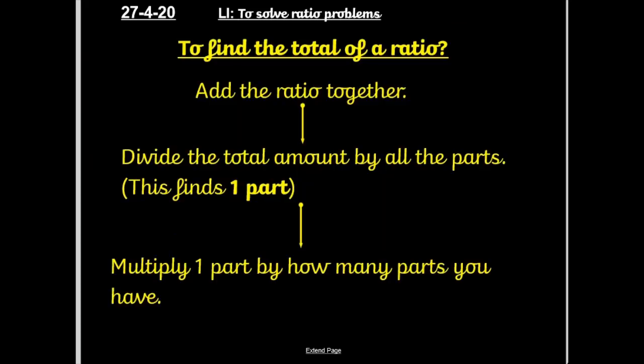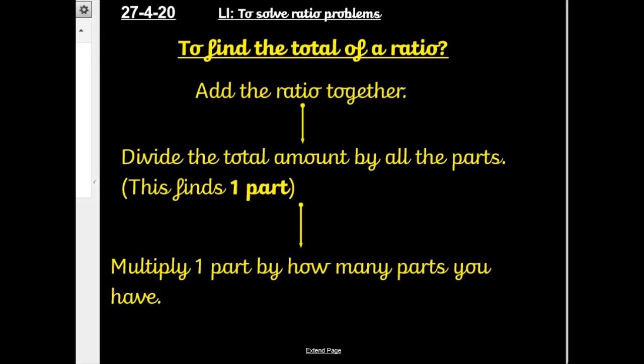Now let's look at solving this in a slightly different way, because we can't draw boxes out if there were hundreds or thousands. I need to use my math skills to help me. To find the total of a ratio, I add the ratio together to start with. I then divide by the total amount of all the parts. So this finds me 1 part. And then I multiply by that 1 part to find out how many total parts I would have.